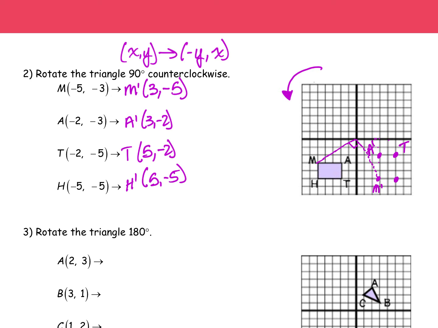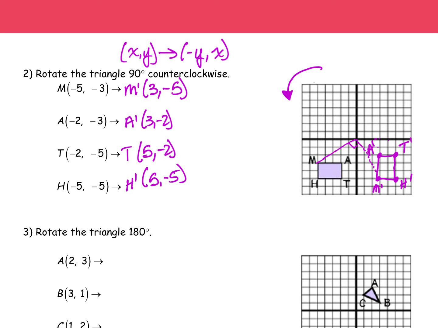And here we go. M-A-T, h prime, t prime. And, oh, I guess I should draw my lines, huh? And make it look like a rectangle as much as I can. And there's my rectangle. Okay? Does that make sense? Questions?